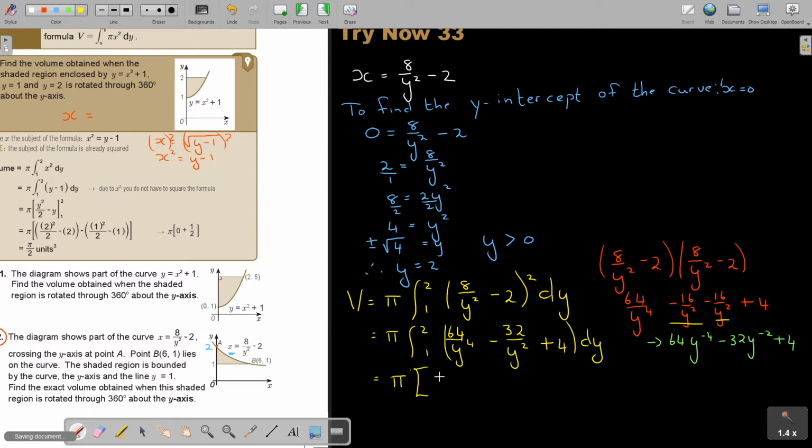So it's going to be, let's just get the pen correct, 64 y, if I add 1, negative 3, divide negative 3, minus 32 y, if I add 1, negative 1, negative 1, plus 4y. And it's going to be from 2 to 1.